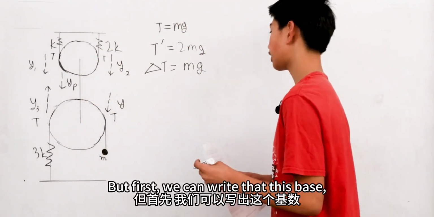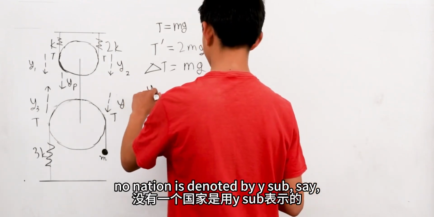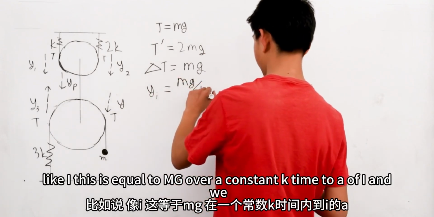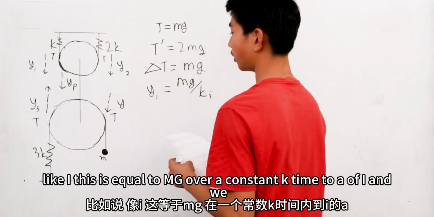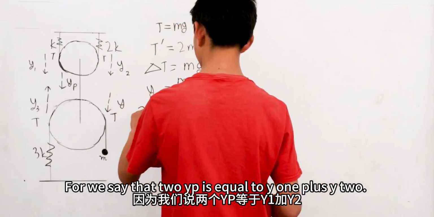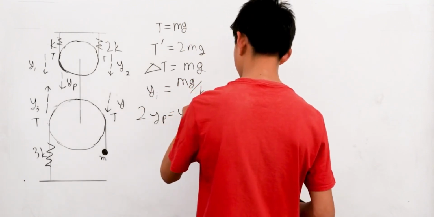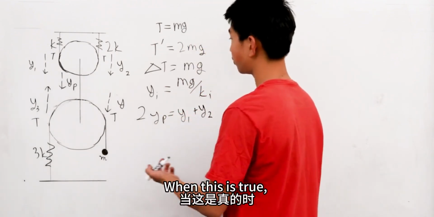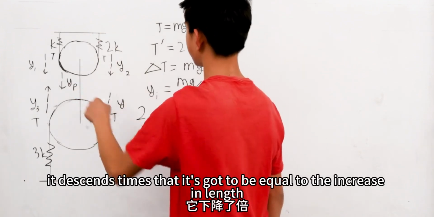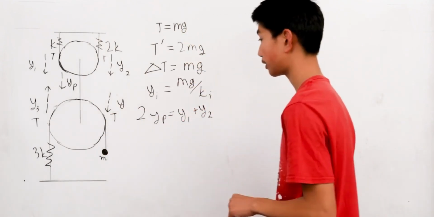But first, we can write that this change is denoted by y sub i. This is equal to mg over a constant k sub i. Now we can get back here. So, therefore, we can say that 2yp is equal to y1 plus y2. And this is true because yp descends that total distance. It descends twice that, so it's got to be equal to the increase in length for those two springs.